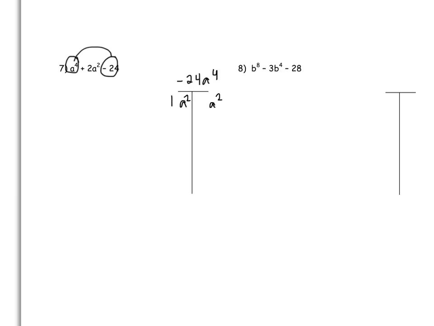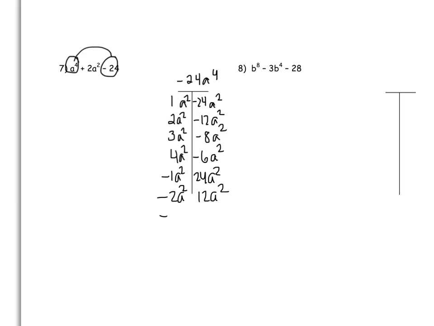So we would do 1a squared and negative 24a squared, or 2a squared and negative 12a squared. Next would be 3a squared and negative 8a squared, 4a squared and negative 6a squared. And then we could flip-flop this list. So I know it's a lot of work, but we could rewrite it as negative 1a squared, 24a squared, negative 2a squared, 12a squared, negative 3a squared, 8a squared, and negative 4a squared and 6a squared.